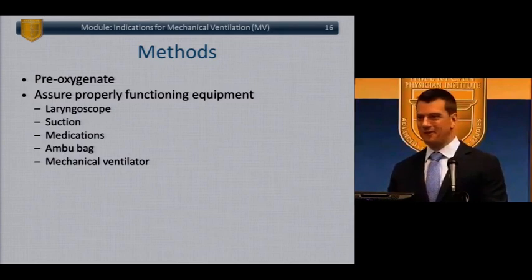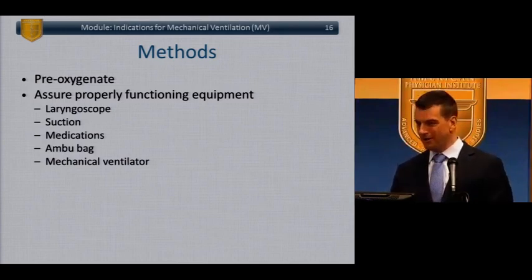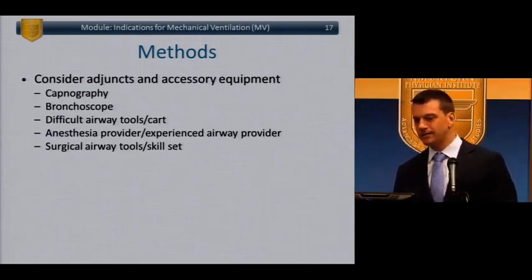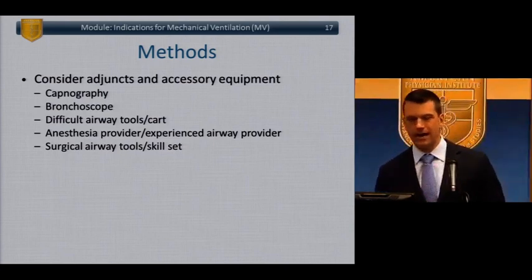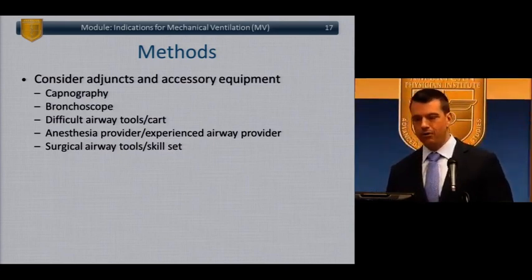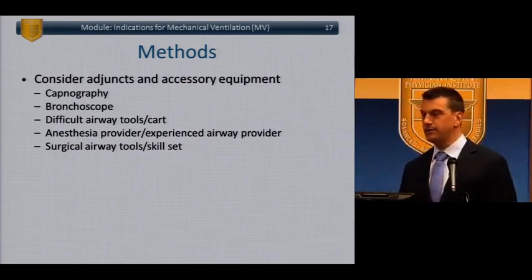And it's not very helpful in that situation. So test all of these things and also make sure your suction is functional and not just to some dead canister on the wall. So there's all sorts of adjuncts and accessory equipment, capnography, bronchoscope may be helpful, difficult airway tools in a cart.